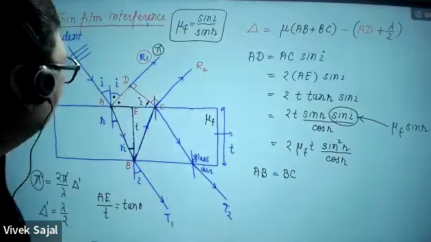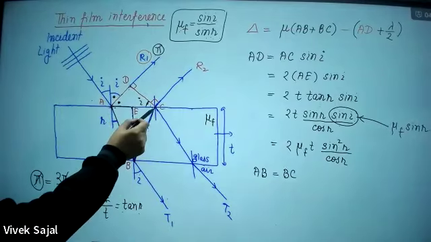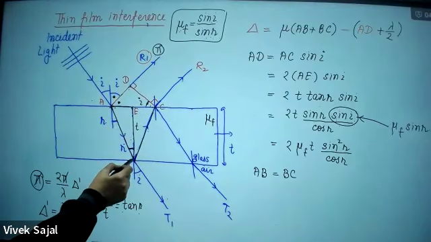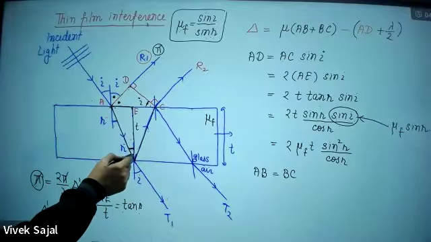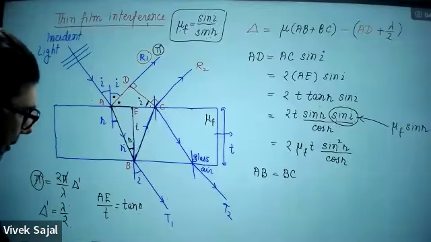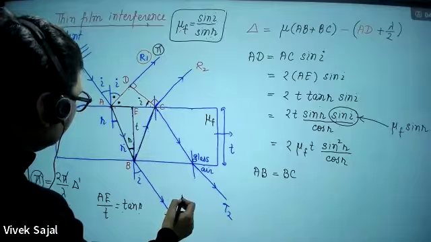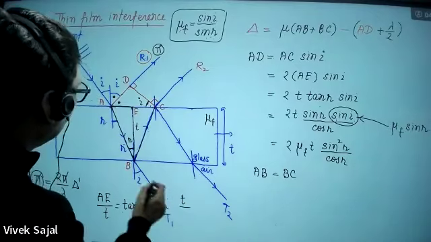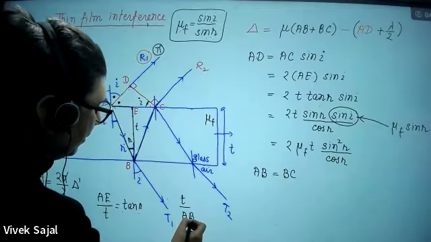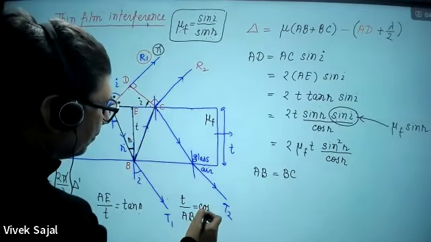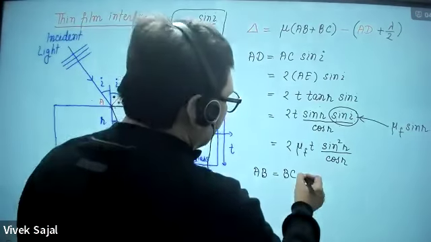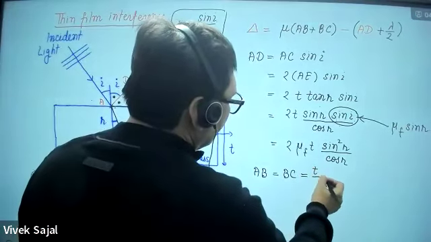Okay? So I get this. Next is AB plus BC. They are equal. If you look at this triangle again, this is AB, and this thickness is known to me. This angle is r. If I write T upon, this is base upon hypotenuse, that is AB, then this will be cos r. So AB will be T upon cos r.